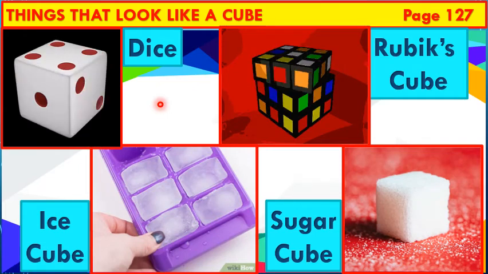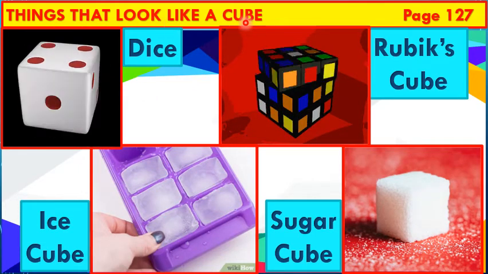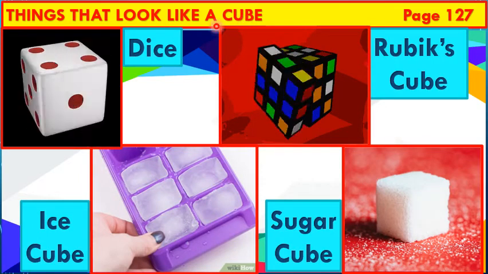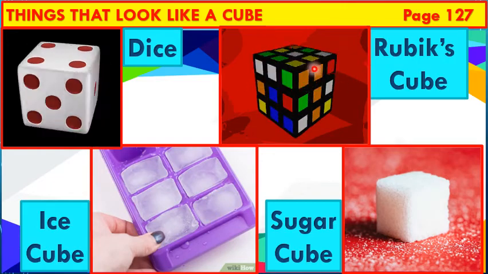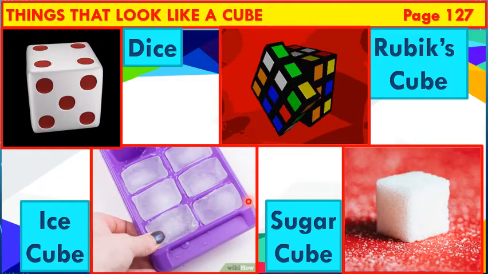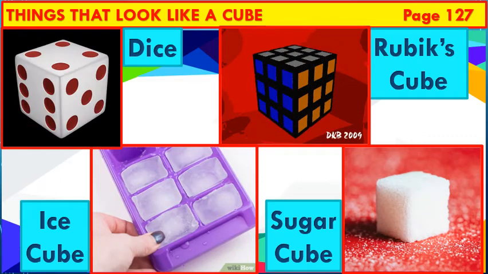Now children, which things around you look like a cube? They are a dice, a Rubik's cube, an ice cube, a sugar cube, and so on.